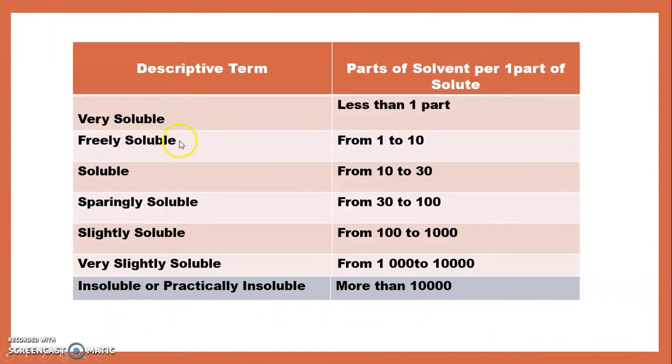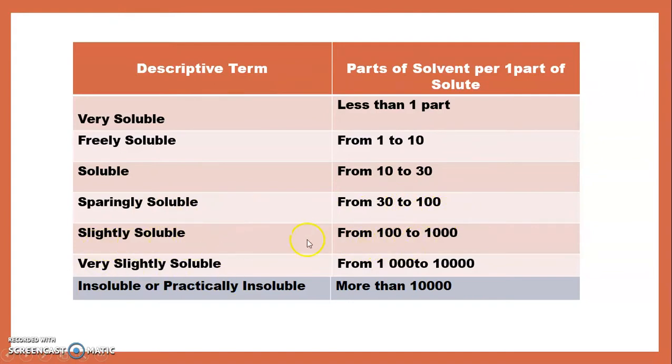That means very soluble, freely soluble and so on. These are descriptive terms, given as parts of solvent per one part of the solute. That means how much solvent is needed for it to dissolve. Very soluble means less than one part remains insoluble. Freely soluble means from 1 to 10 parts. Soluble means from 10 to 30 parts. Sparingly soluble means from 30 to 100 parts.